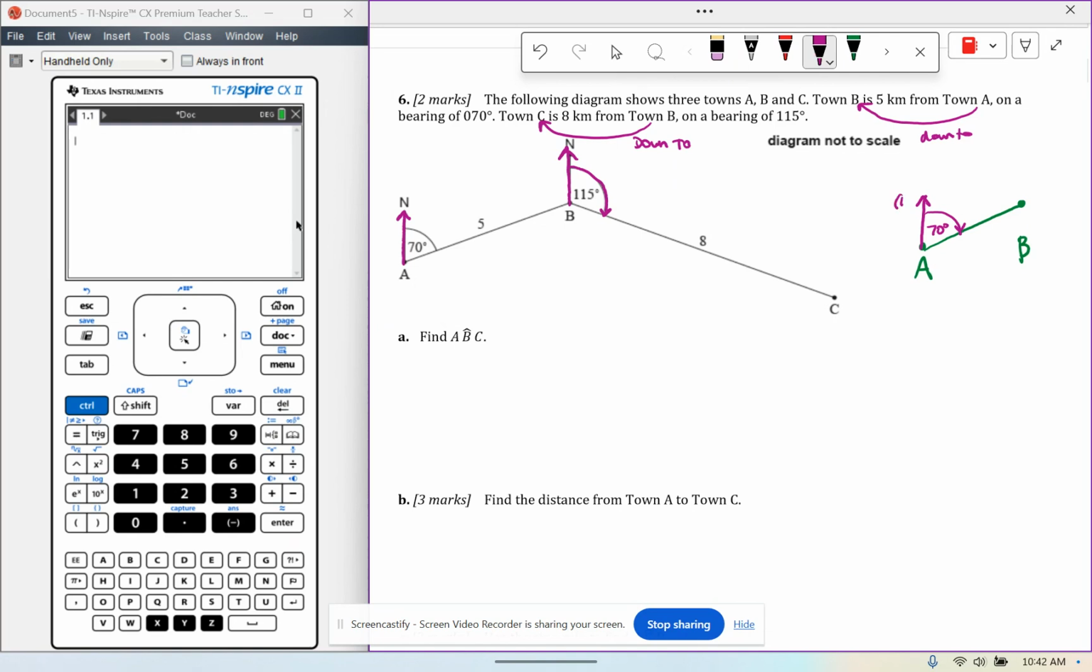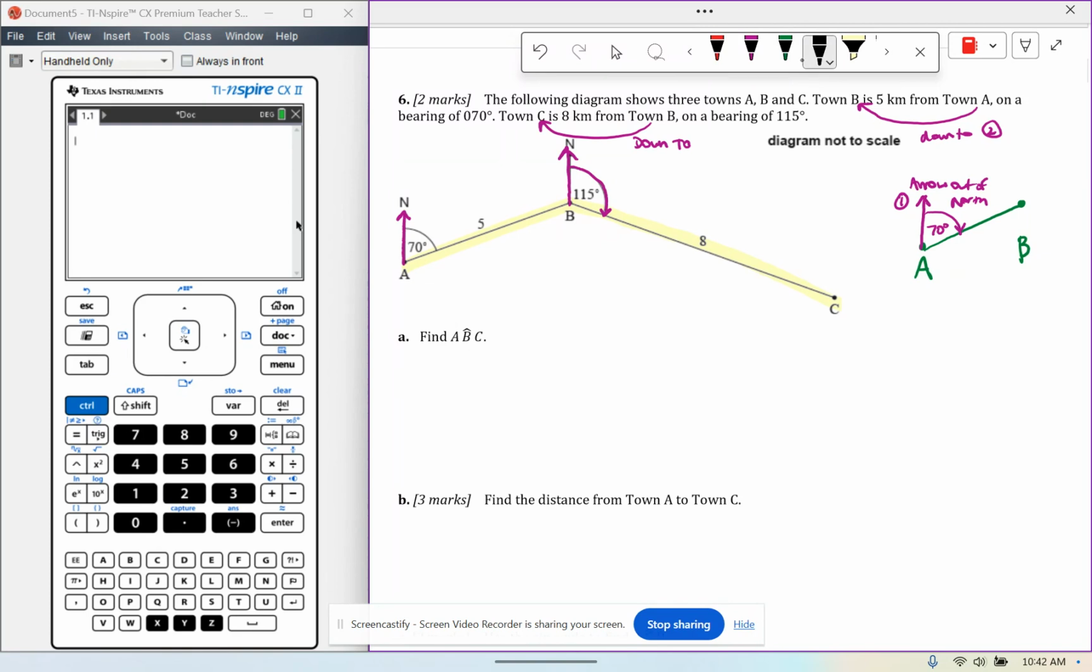So step 1, draw your arrow coming out of north. And then step 2 is draw your "down to" arrow, and that will tell you exactly where you're supposed to put the bearing on the picture. Okay, now it says find angle ABC. So ABC is going to be this guy right here, and we have to try to figure out what he's going to be.